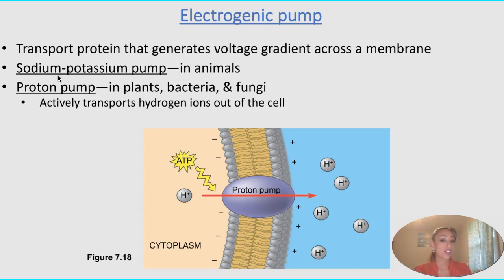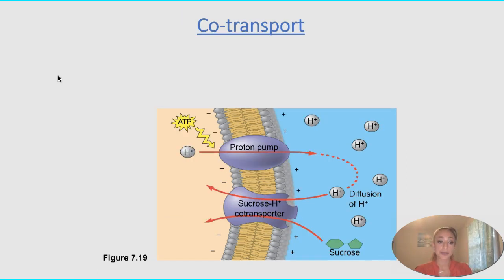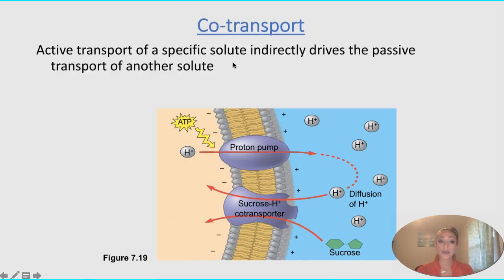And the more free hydrogen ions you have, the more acidic your actual cell or your substance will be. Co-transport proteins, what they do is, let's say we have the proton pump we were just talking about right here in a plant cell, where the hydrogen ions are getting transported across. Well, it's releasing these hydrogen ions that are free on the exterior part of the cell, and that is going to actually drive the passive transport of another solute.